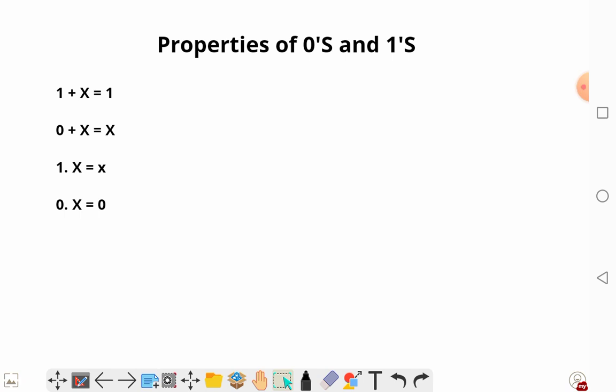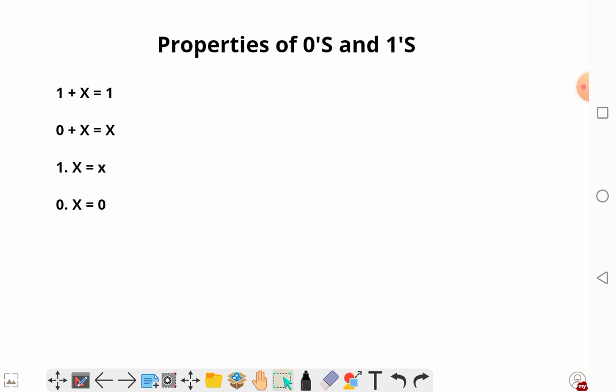In the previous videos or classes we have discussed proving the laws by the truth table method. In this class we are going to learn about the perfect induction method, and how we are going to prove the laws using it.